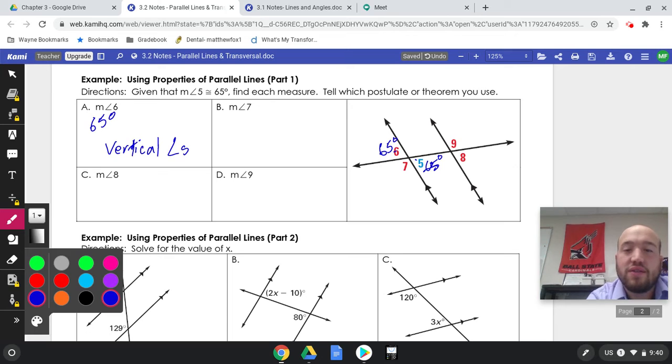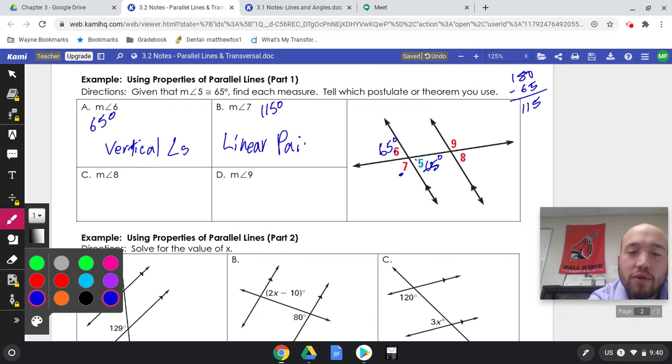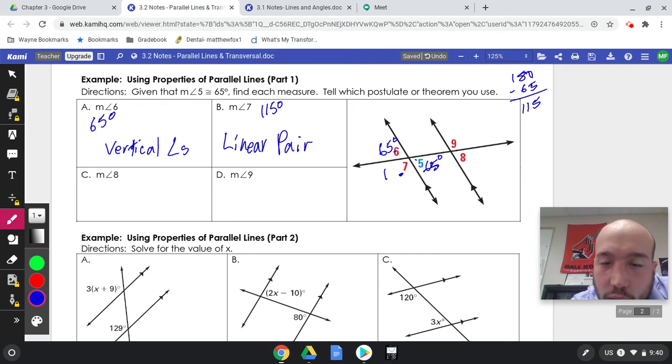Now angle 7, right here. There's two ways we could find this. Either way, we're going to take 180 minus that 65, and we will get 115. It's 115 degrees. We know that because it is a linear pair with both angle 6 and with angle 5. So that means a linear pair, they add up to 180. Okay, so let me fill that in, 115.